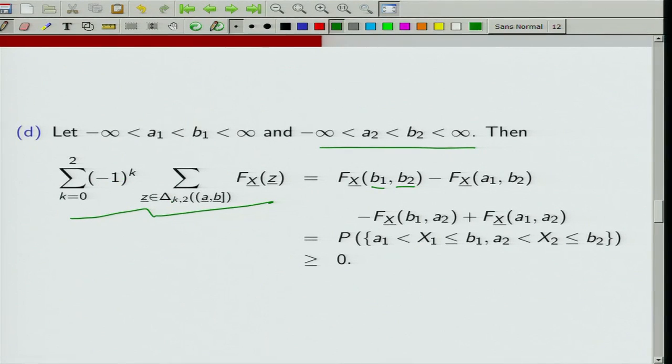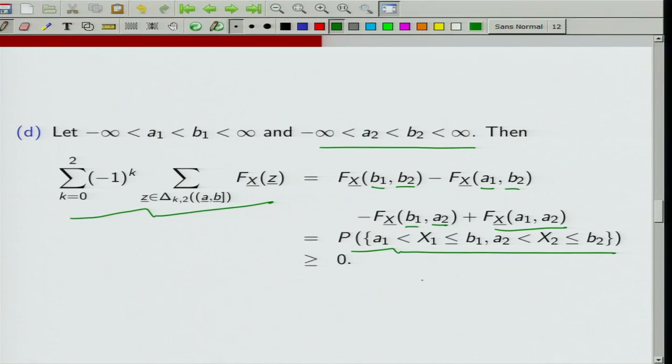For k equal to 1, that means only one of them is a. So, a can be in the first coordinate or the second coordinate. In the first coordinate it has to be a1, so F(a1, b2). In the second coordinate it has to be a2. These come with a minus sign. Then k equal to 2, minus 1 to the power 2 is a positive factor, and then both of them are a's. So, that is F(a1, a2).